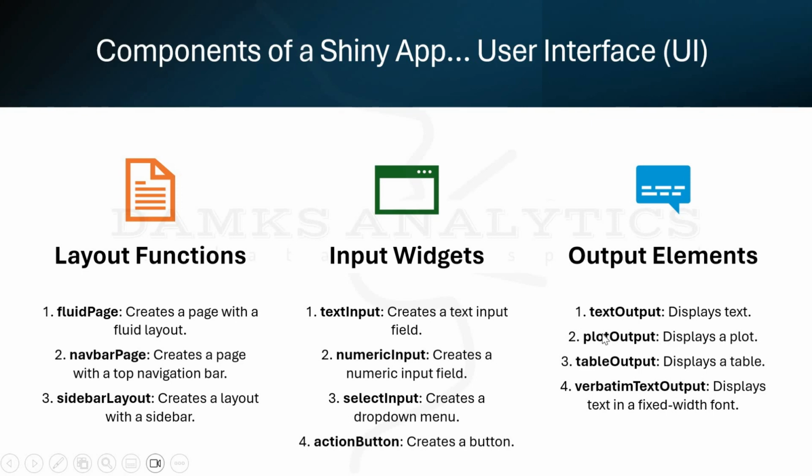In the case of data science, we're going to be using the plotOutput, for instance when your user wants to see the trend of weekly sales or something. You want to see the plot, so you've got to use plotOutput. Then tableOutput, in case they need to just see a table. Then the verbatimTextOutput.